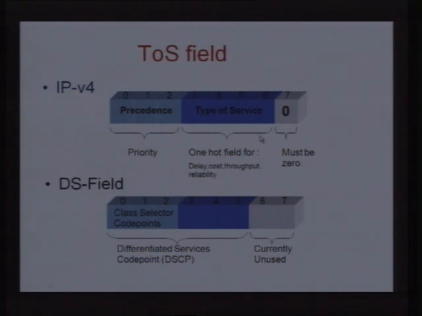Later the other researchers proposed that instead of having this type of service field, we should have another field which is called the IP precedence field. This means we should define the priority of the packets. Now with this mechanism, we were able to define the priority of a packet.